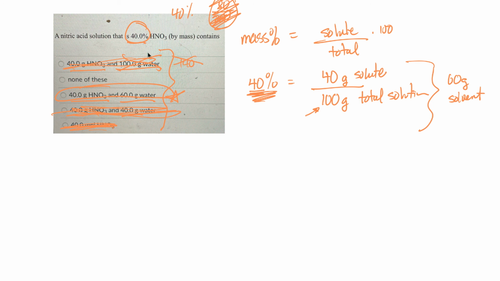So 40 grams of nitric acid, add it to 60 grams of water, you'll get 100 grams total of solution, 40 of which will be the nitric acid, so it gives you 40%. All right, hopefully that helps you with those couple questions.